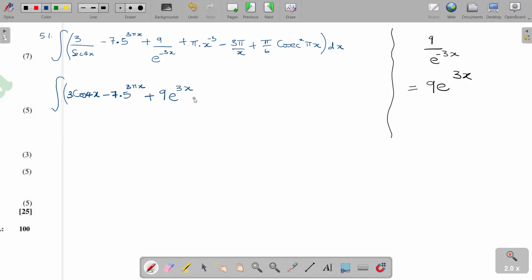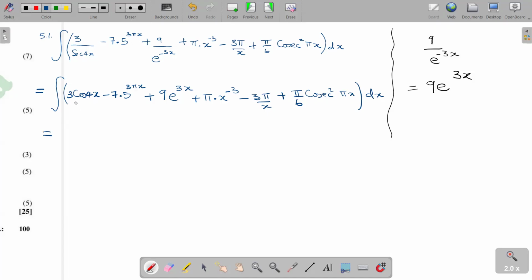Then this one goes as it is, plus pi multiplied by x to the power negative 3, minus 3 pi over x, plus pi over 6 cosec squared pi x, integral of that with respect to x. Now everything is in a format that we can integrate. We can now start the integration term by term.